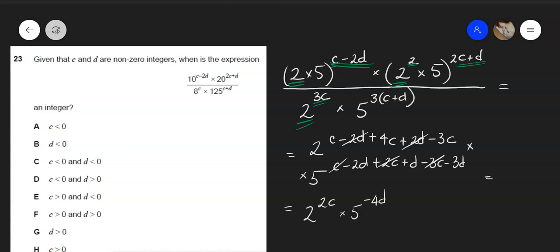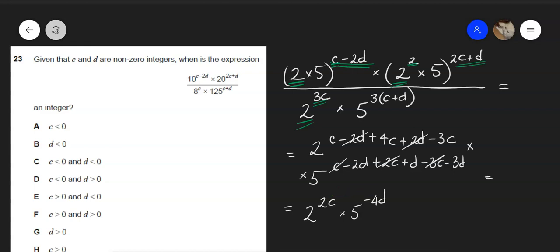So let's now think about the possible values of c and d. First of all, we know that they are non-zero integers, which means they can be numbers such as minus 2, minus 1, 1, 2, 3, and so on. Now, when does this expression become an integer? It becomes an integer if both 2c and minus 4d are positive numbers.